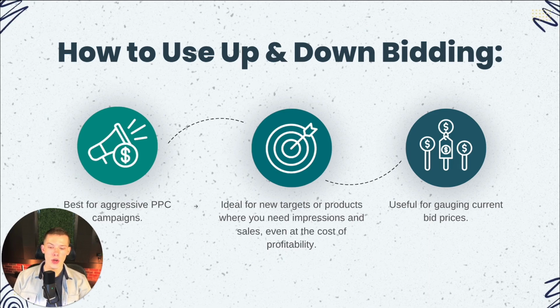Maybe you don't know exactly what the bid price is. So it's useful for gauging current bid prices. Amazon will find that ideal bid price. You can then go in, check on it later and see, okay, I set my bid at $1, but actually most of my clicks are happening when Amazon is bidding like $1.75. So then you know that that dollar bid is too low. You should be starting at $1.75, and then you can work it from there.